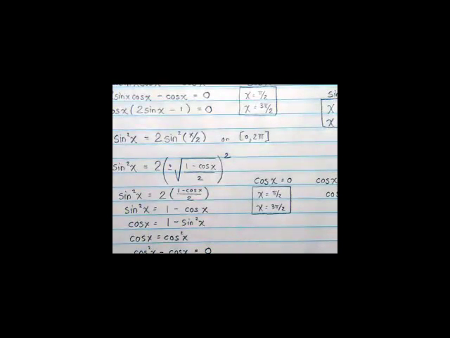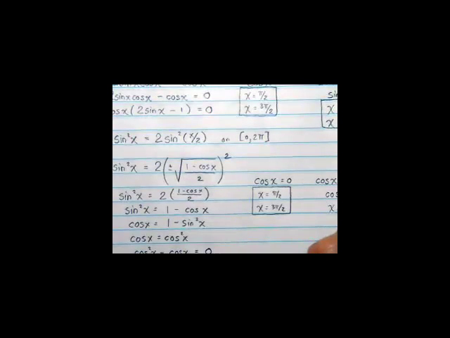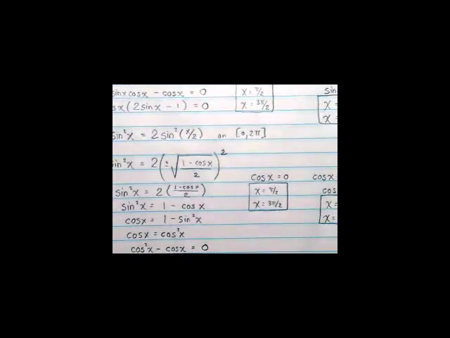Those 2 there, and 0. So we got 4 solutions there then: pi over 2, 3 pi over 2, 0, and 2 pi.